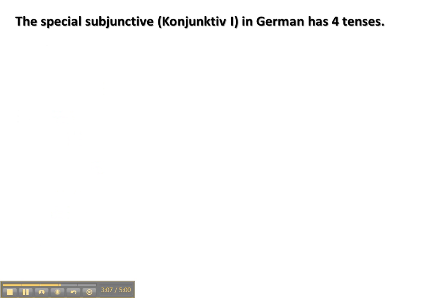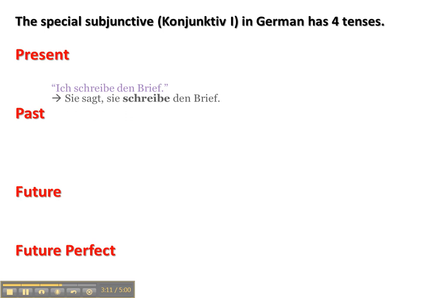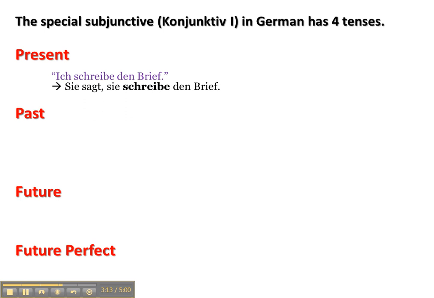Okay, so Konjunktiv I is used in four basic tenses. Present tense, ich schreibe den Brief, which means I'm writing the letter. So if you were relating that, in indirect speech it'd be sie sagt, sie schreibe den Brief, and you can see that that schreibe looks the same there.